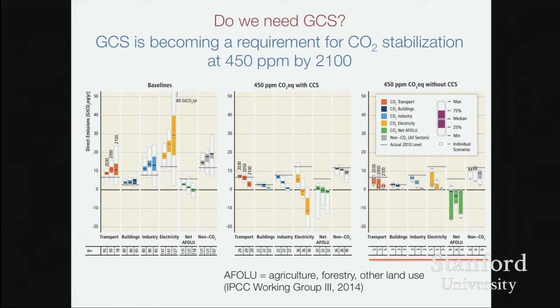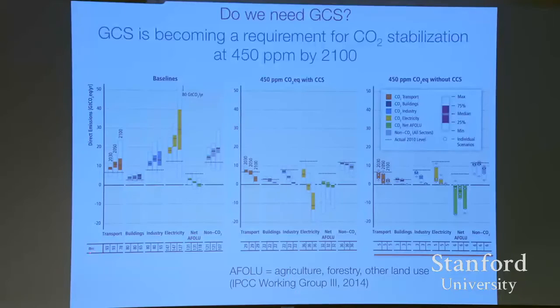And then this comes back to another person's question, which is, do we need CCS? This is actually a report from the recent IPCC Working Group 3 looking at mitigation strategies. And so this is the baseline. This is direct emissions of CO2 for different sectors, so transport, buildings, industry, electricity. Net AFOLU is agriculture, forestry, and other land use. And then they asked the question, okay, well, can we get to 450 ppm with CCS? And the numbers to watch are actually these numbers. These are the number of models that could come up with a solution.